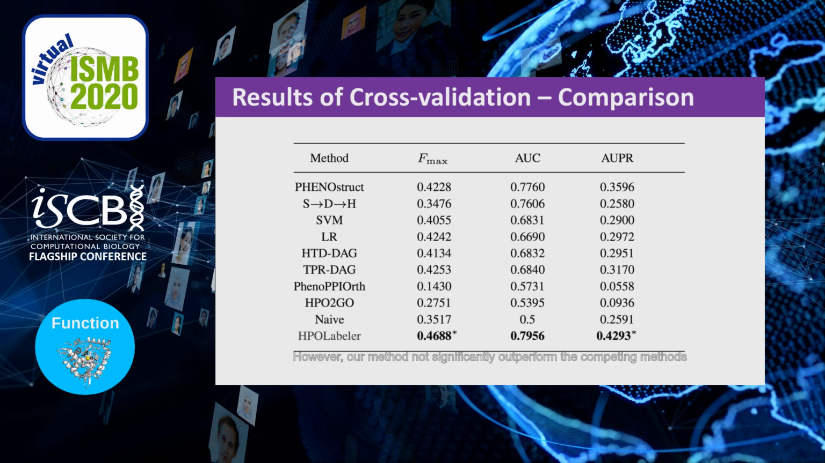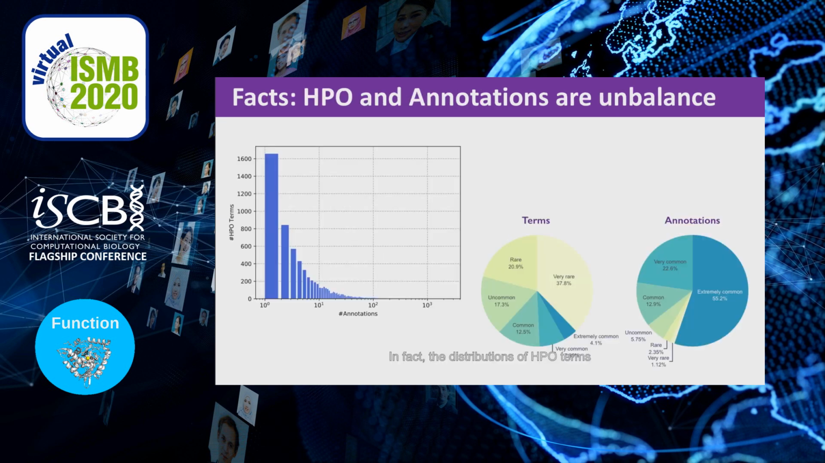However, our method does not significantly outperform the competing methods. What's the reason behind that? In fact, the distributions of HPO terms and HPO annotations are quite unbalanced. In the left figure, most HPO terms annotate no more than 10 proteins.